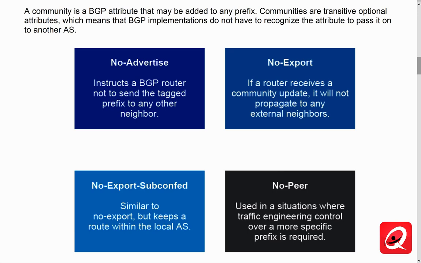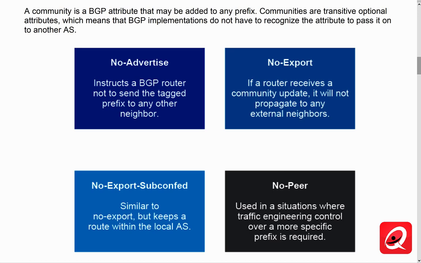So that 32-bit community value with the new format is split up into two parts. The higher order 16 bits, like I said, contains the AS number of the AS that's establishing the community string. And then the lower 16 bits is there to identify the purpose, and it's locally significant to the device. We already talked about the four different predefined actions based on the community setting: no advertise, no export, no export subconfed, and no peer.